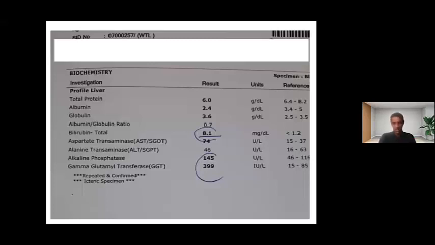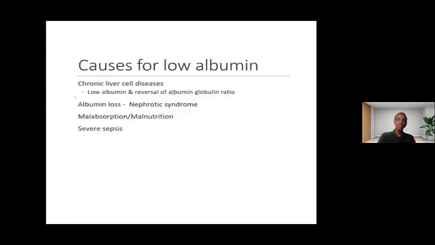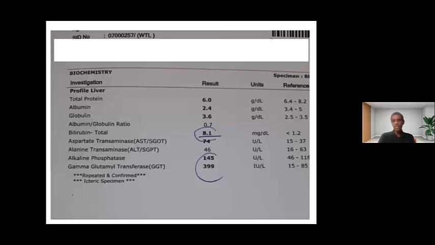So what are the other abnormalities you see? Can you see that the patient has hypoalbuminemia, a low level of albumin, a very high level of total bilirubin, and high levels of alkaline phosphatase and gamma GT. Gamma GT is nearly 8 times the upper limit of normal. So what is the cause for this abnormal liver test?